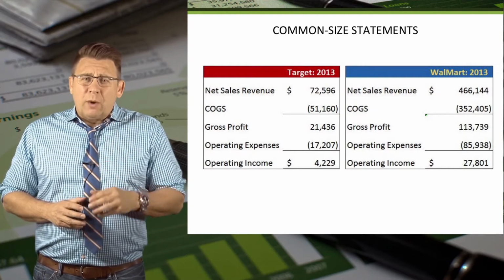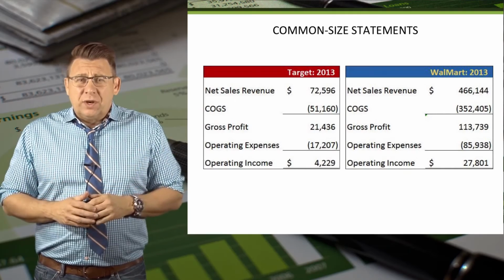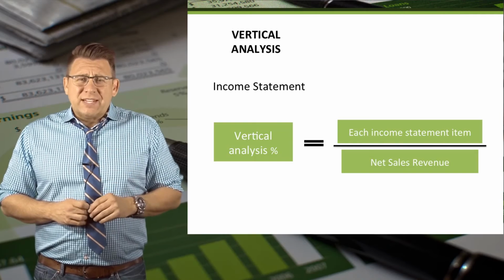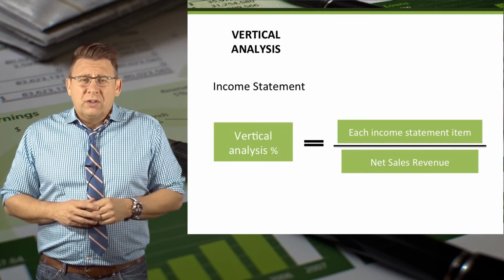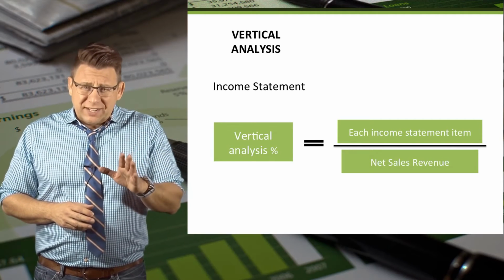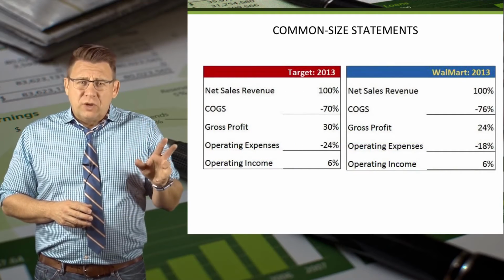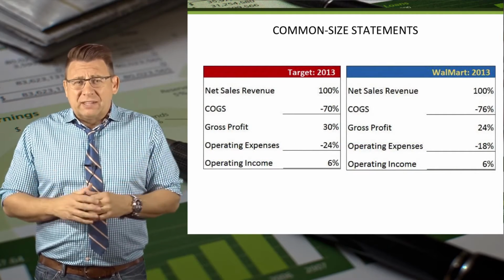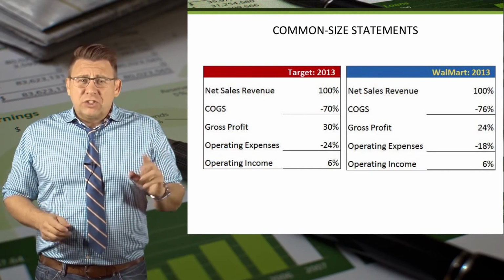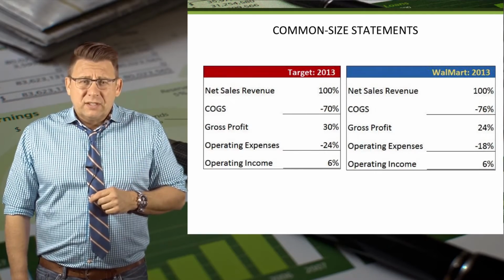But this is exactly why we need common-sized financial statements, because otherwise the larger company would always look like the better performer. In order to create common-sized financial statements for Target and Walmart, we'd take the vertical analysis formula to determine the percentages of key income statement items. Then we can compare the two companies and remove the impact of the size differential. In fact, now these companies seem much closer and more comparable than you might have otherwise expected.